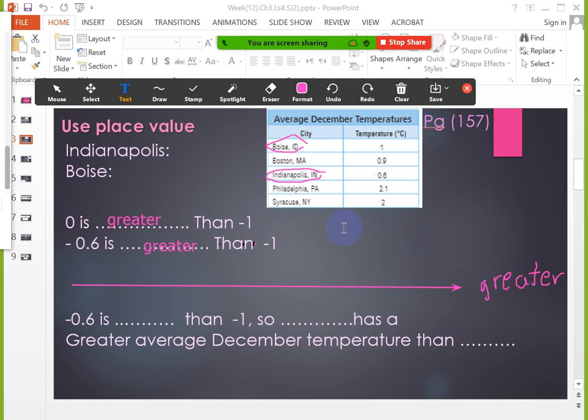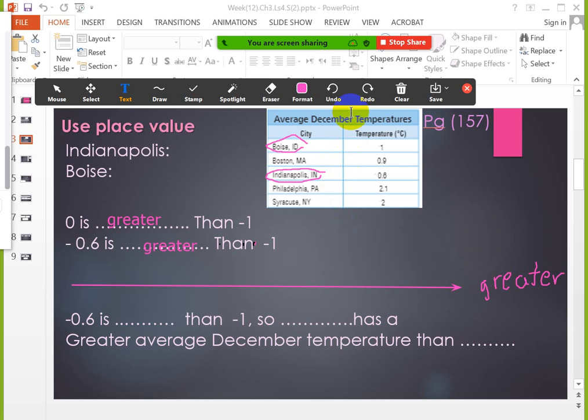I prefer to compare between the numbers on the number line. That means which region, or which city, is the warmer city. That means the temperature here will be greater than the other numbers. Who will tell me?